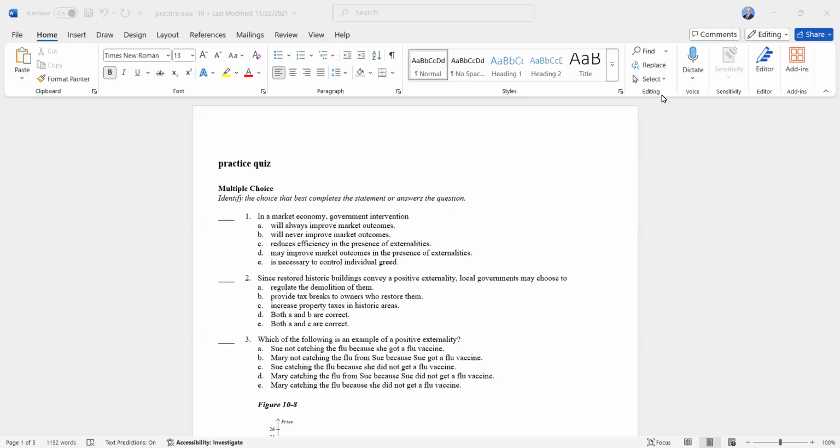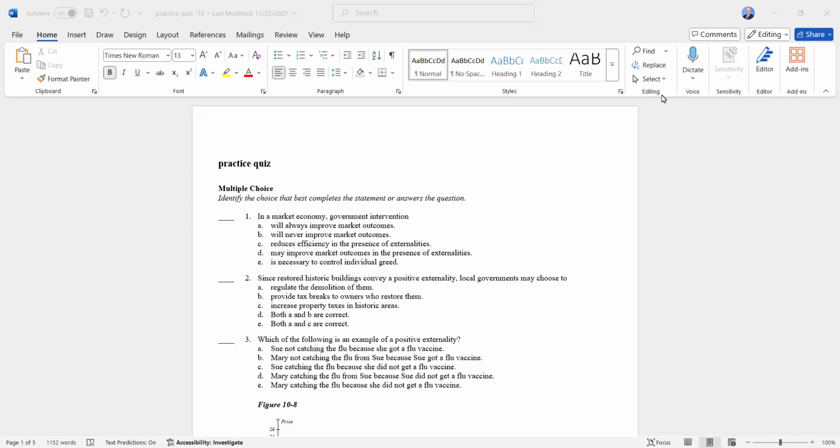Okay, we're going to go over the practice quiz on Chapter 10, Externalities. First question, in a market economy, government intervention may improve outcomes in the presence of externalities. Government intervention, like taxes, doesn't help in a regular market, but in an externality, it does.